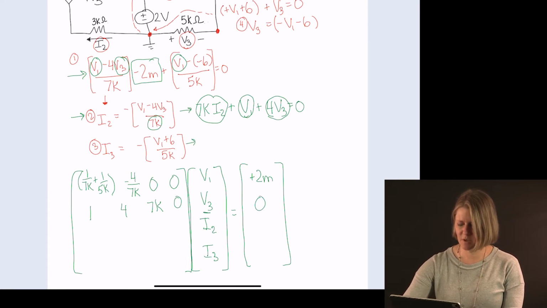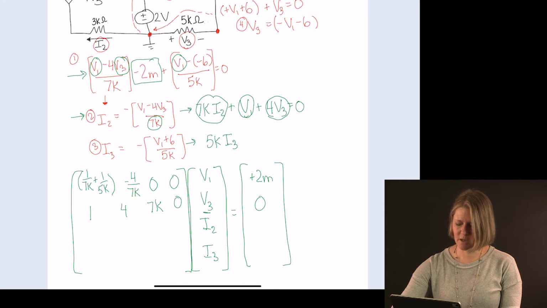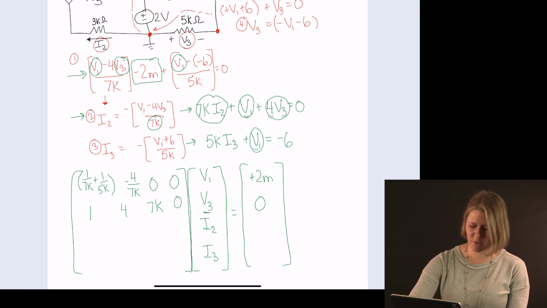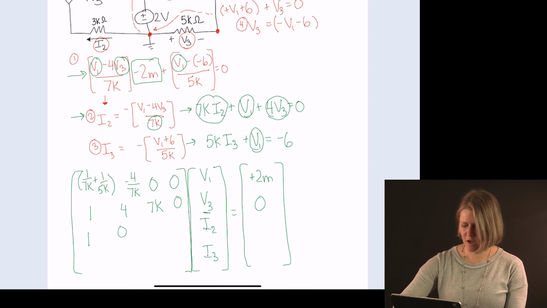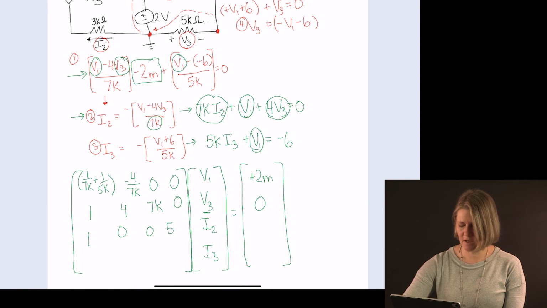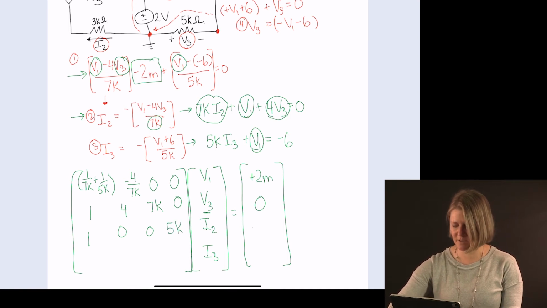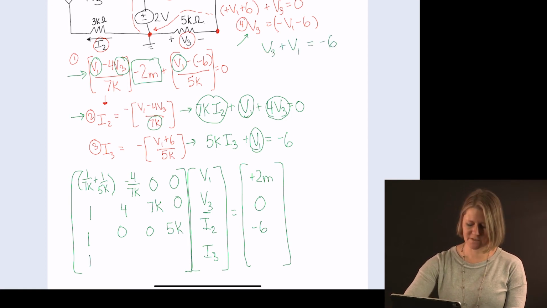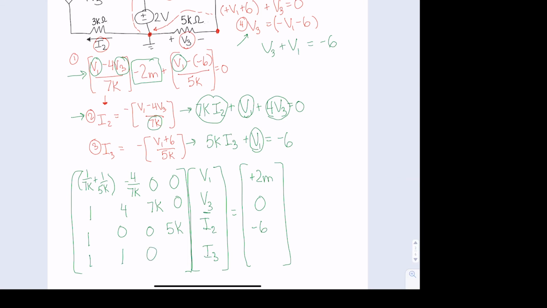I'm going to do the same thing with this equation, so 5k I3, and then I bring over a plus V1, and then equals a minus 6. So I then lump all of the variables together. V1 will be a 1. There's no V3 or I2, and then I have a 5k for I3 and a minus 6 as my constant. This is going to be my last equation, and so I'm going to bring the V1 over to the other side, and I get a plus V1, a plus V3, no I2, no I3, and a minus 6.